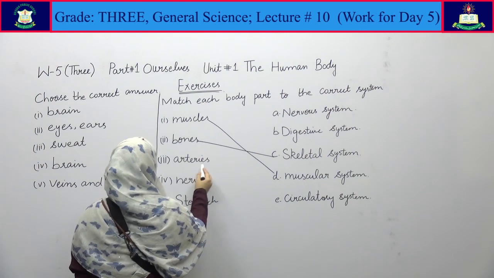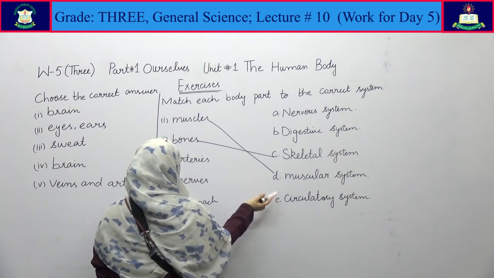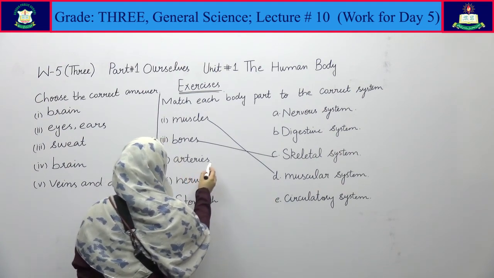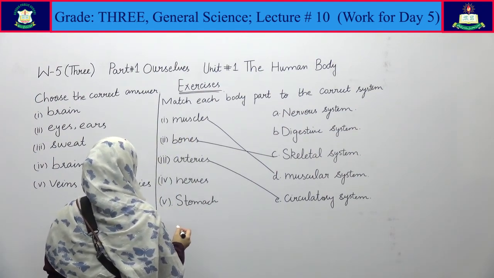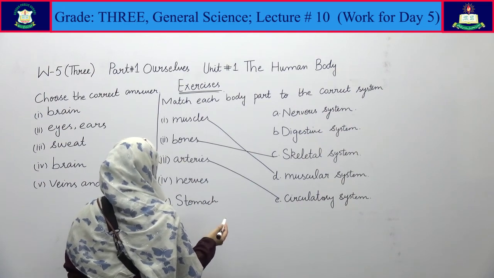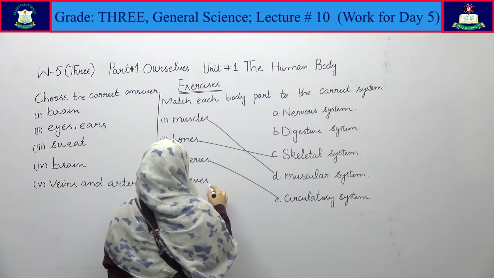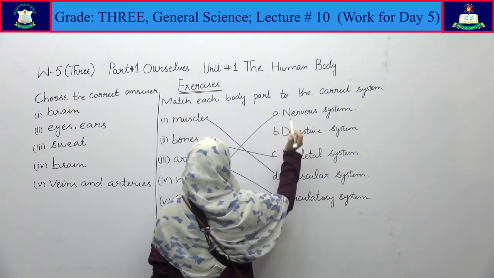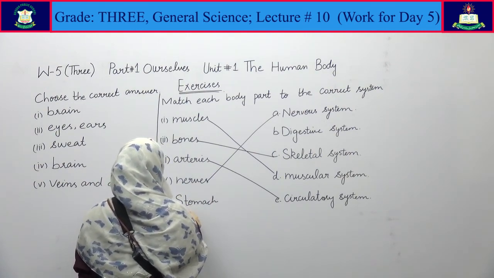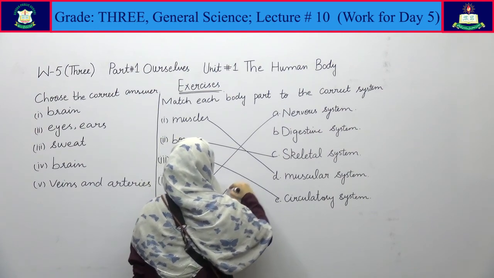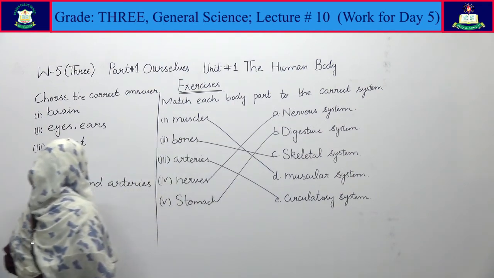Third is arteries. So students, in these systems, arteries belong to circulatory system. Veins and arteries and heart make up the circulatory system. Fourth is nerves. Nerves belong to nervous system. Fifth is stomach, and stomach lies in the group of digestive system.